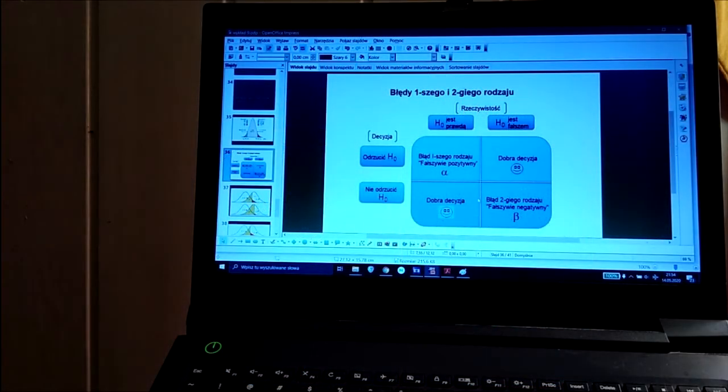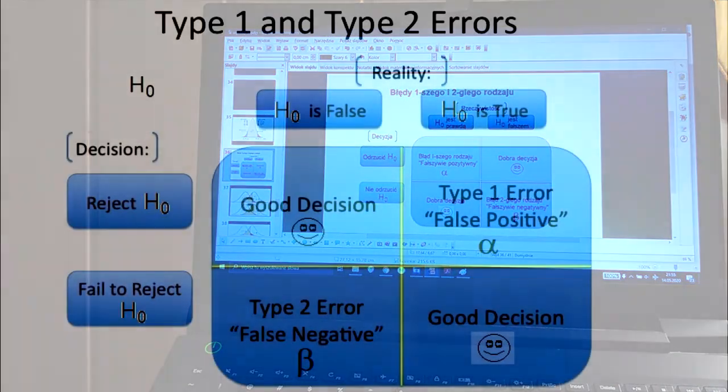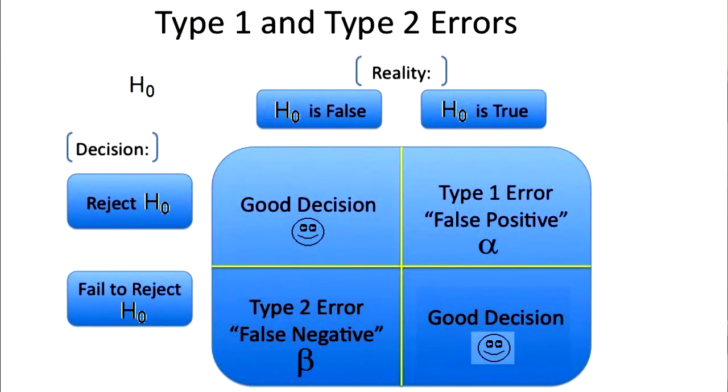Now, the second wrong decision would be when H0 is really false, but we don't reject it. And this is the error of the second type. And this is a false negative. And we denote it by beta.